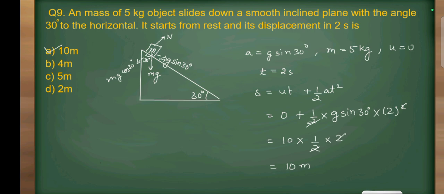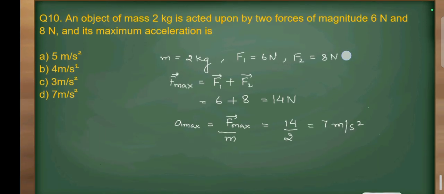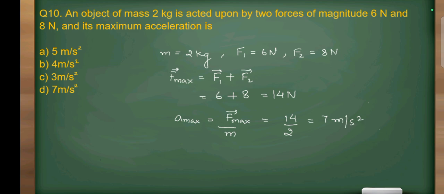Now we will move to our last question, that is question number 10. An object of mass 2 kg is acted upon by two forces of magnitude 6 Newton and 8 Newton, and its maximum acceleration is. So in the question, the mass is given as 2 kg and the forces, that is F1 is 6 Newton and F2 is 8 Newton. So maximum acceleration will happen only when force is maximum. So maximum force will be F1 plus F2. So 6 plus 8 will be 14 Newton.